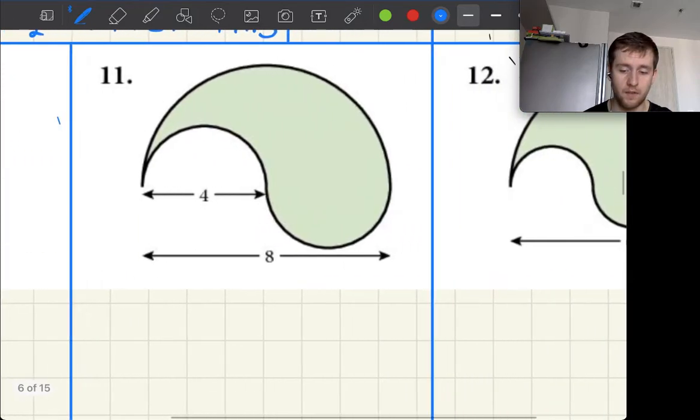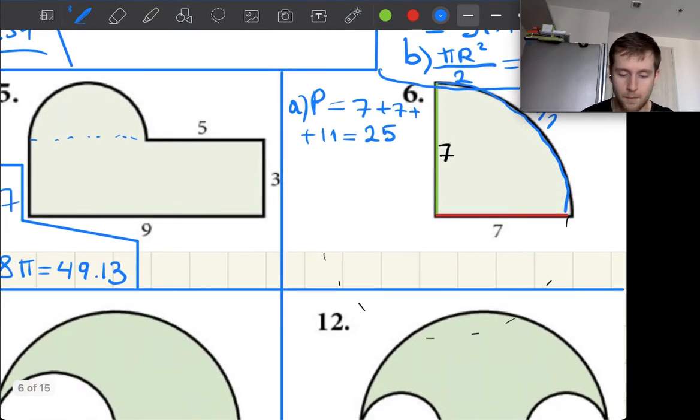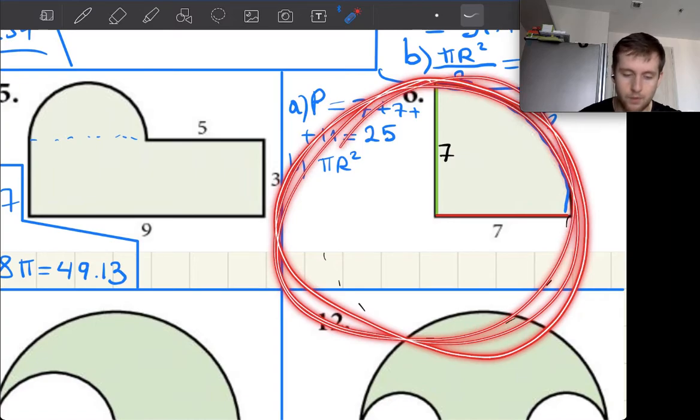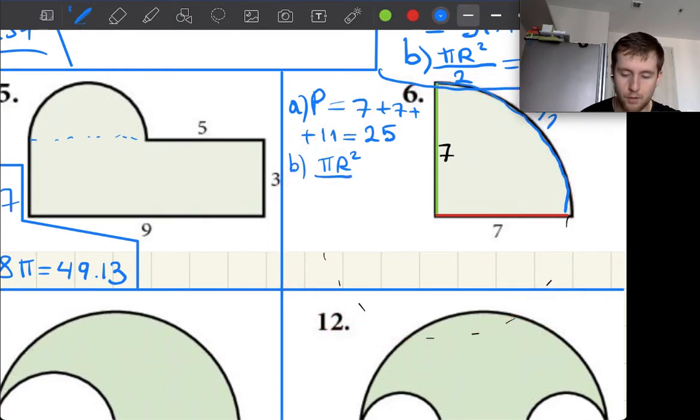Oh, I forgot about one thing. I forgot to find the area in here. Actually, it's way easier than finding the perimeter. It's just like we would find the area of a full circle, which would be pi r squared. But then we have to divide this full area by 4 because we only have the fourth part left. So it's going to be pi times 7 squared divided by 4.